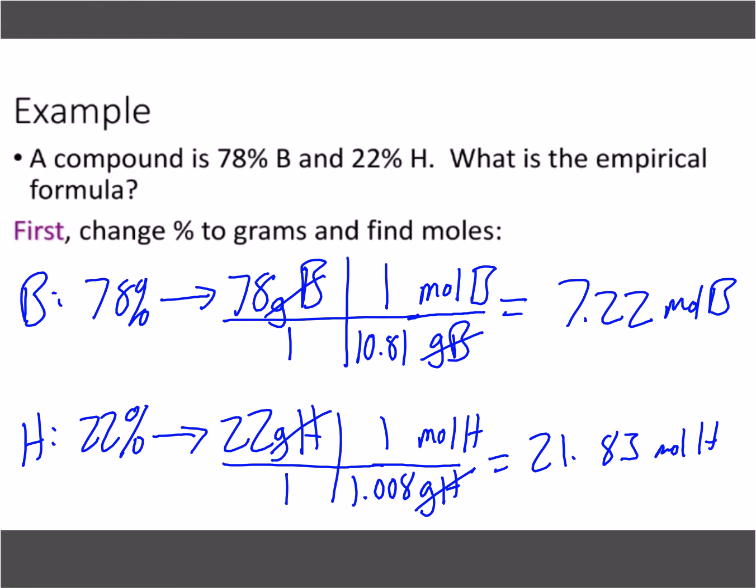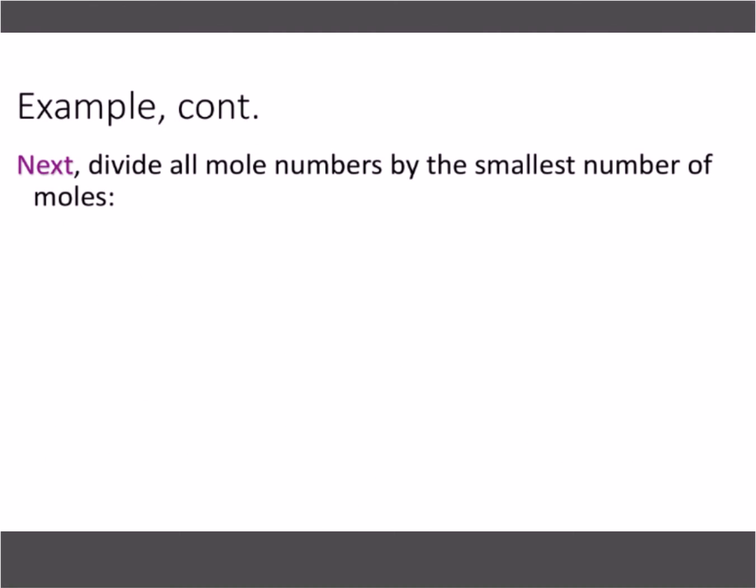Have we done anything new yet? No. This is all review. Not too difficult at all. One-step problem. So our next step is we're going to divide all the mole numbers by the smallest to get our ratio.